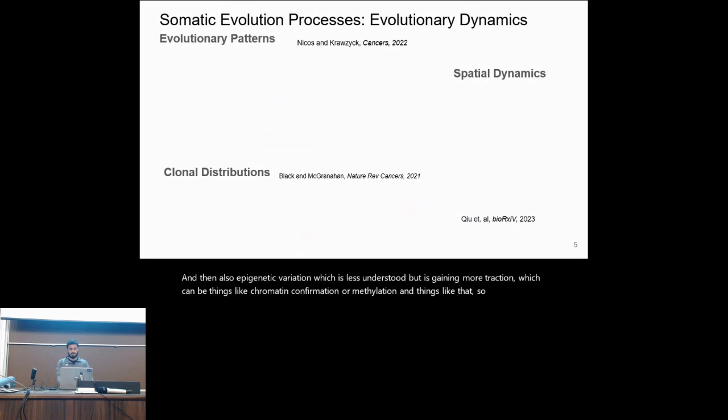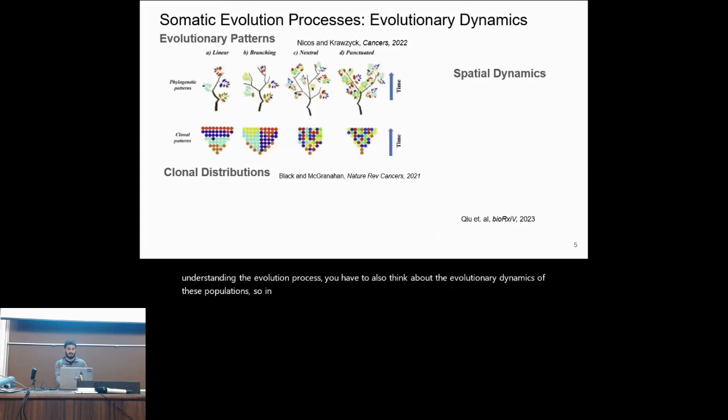So in understanding the evolutionary process, you have to also think about the evolutionary dynamics of these populations. So in terms of evolutionary patterns, you can have different forms of branching, such as linear branching or punctuated branching. And the way that these evolutionary patterns occur is going to shape how the overall clonal mosaic is going to look at the end, which is shown in this picture.